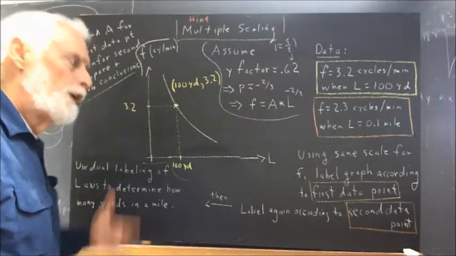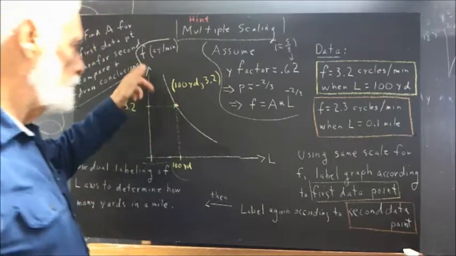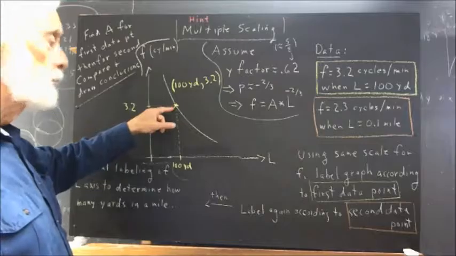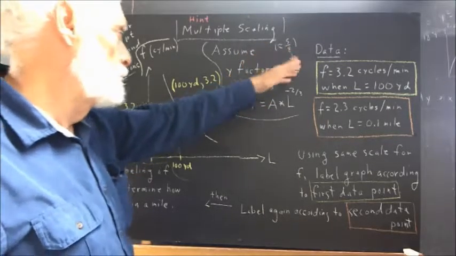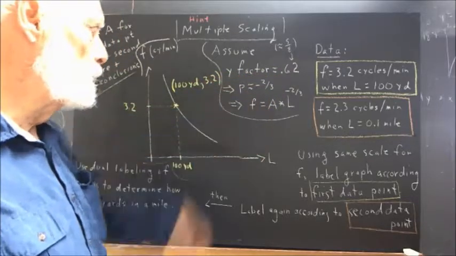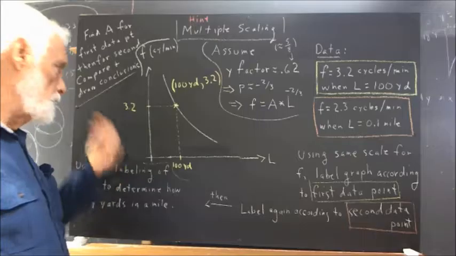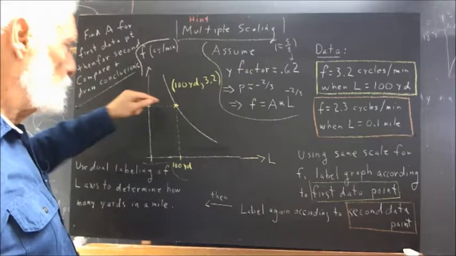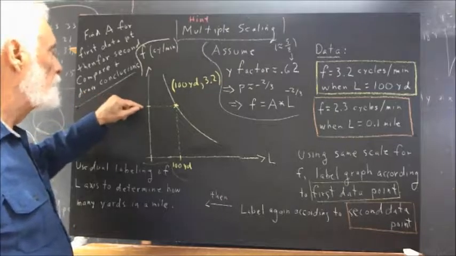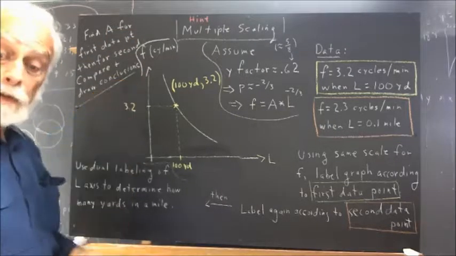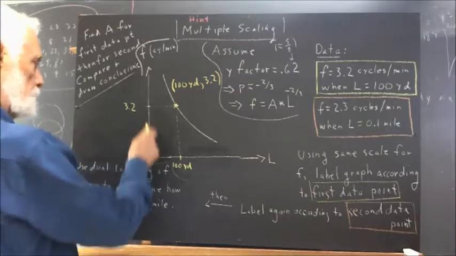Well, we want to do the same thing with that data point, but we can't just pick any point on the graph. We could pick any point on the graph here, this being the p equals -2/3 power function graph. But now that we've chosen this point, we're stuck with this scale on the f-axis.